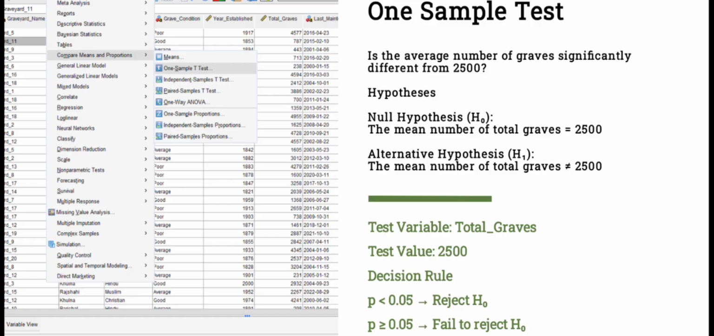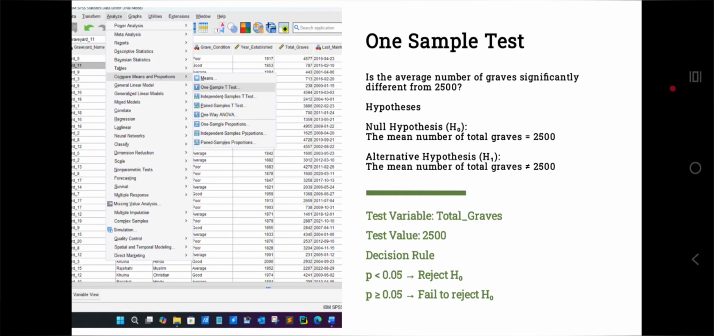The first test is a one-sample t-test. The research question is: is the average number of graves significantly different from 2500? The null hypothesis is that the mean number of total graves is equal to 2500, and the alternative hypothesis states that it is not equal to 2500. In SPSS, the test variable used was total graves and the test value was set to 2500. The decision was made based on the p-value. Now see what the p-value is.